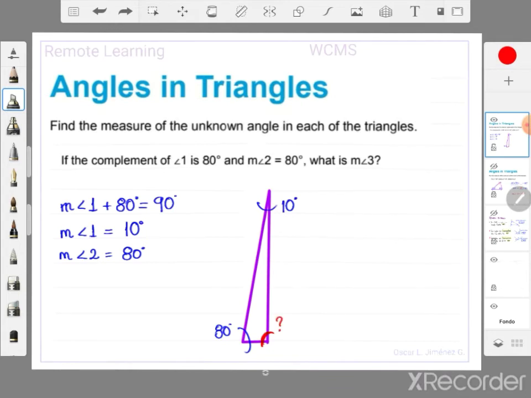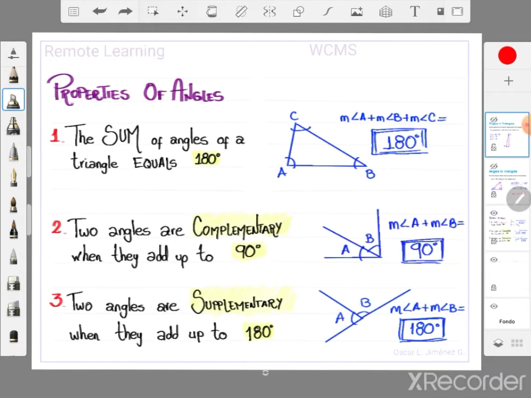Okay, now what do we know about the angles of a triangle? Let me show you again the first property of the angles. The sum of the angles of a triangle equals 180 degrees. Remember, if you add all three angles of a triangle, it will always be 180 degrees, okay?